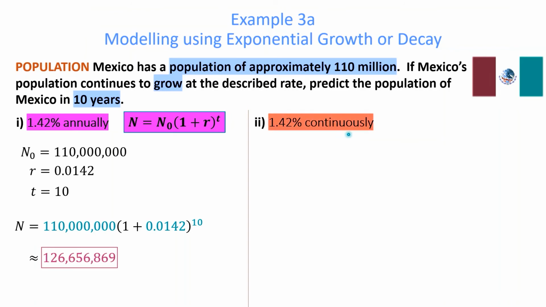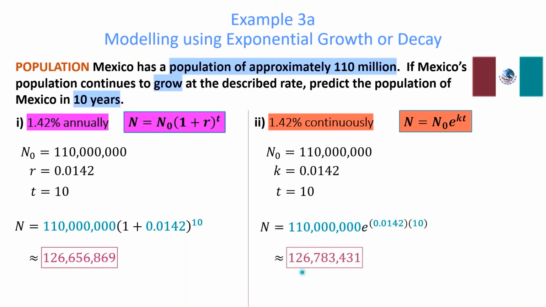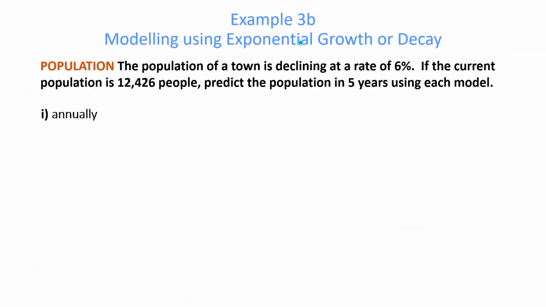So for part 2, we have the described rate as 1.42% continuously. So because it's continuously, we use this formula over here. Now, the initial population size is still 110 million. The exponential rate is still 0.0142. We simply replace the r with the letter k, and the time t is still 10 years. We substitute these values into this formula here, like so. And then when we compute this, it will give us an approximate value of 126,783,431.